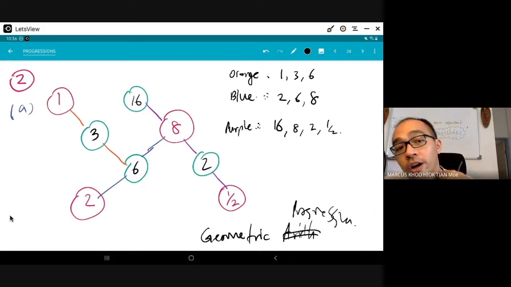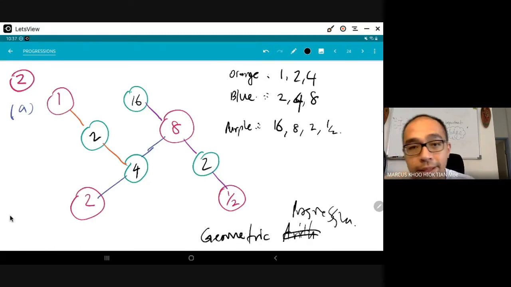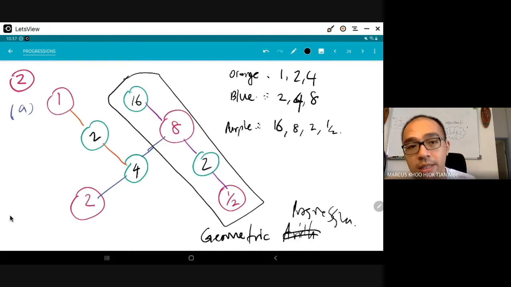Okay, I tell you, the one that you got correct is, oh, actually, wait, hold on. Orange is 1, 2, 4. Yeah, okay, I think this is better. 1, 2, and 4. Okay, blue is 2, 4, and 8. What is the pattern? The purple one is correct. So Benedict got this one correct, but you still have to tell me what is the pattern.